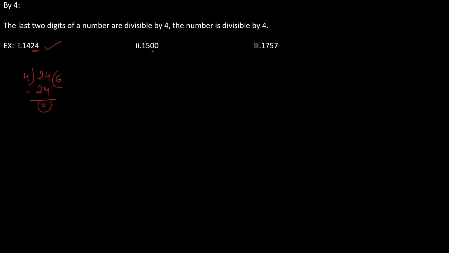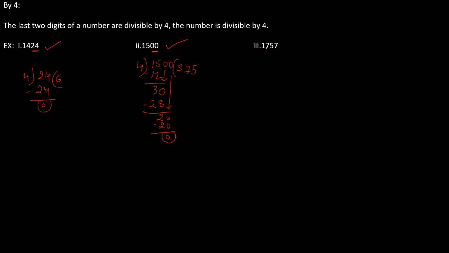In the second example, 1500, the last two digits are 0. If the last two digits are 0, then the number is divisible by 4. Let's check. 4 threes are 12, 3, 0. 4 sevens are 28, 2, 0. 4 fives are 20, 0. Means if the last two digits are 0, then the number is divisible by 4.